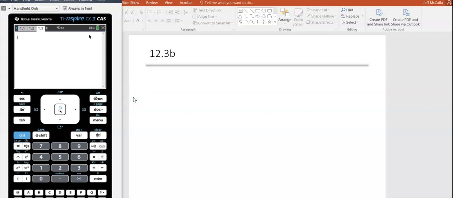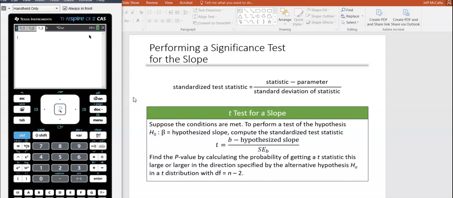Okay, this is the last lesson of the year, 12.3b. Go ahead and write down this formula here for t. b is the slope of the sample. The hypothesized slope we also call beta, the Greek letter for the population slope. And SE of b means the standard error of the slope. Again, b is slope. This test is all about slope.